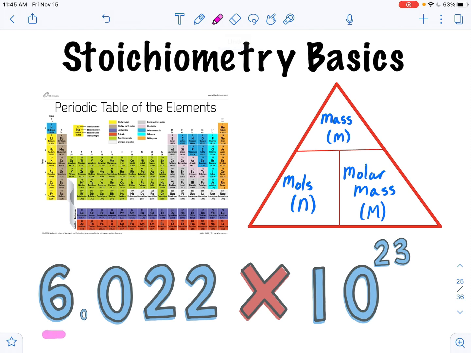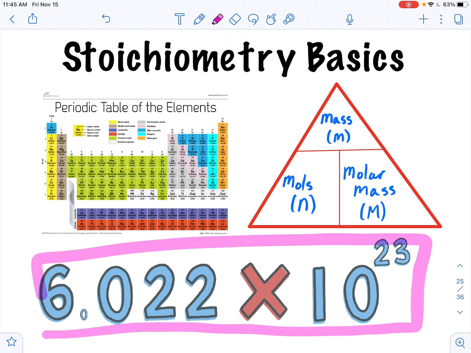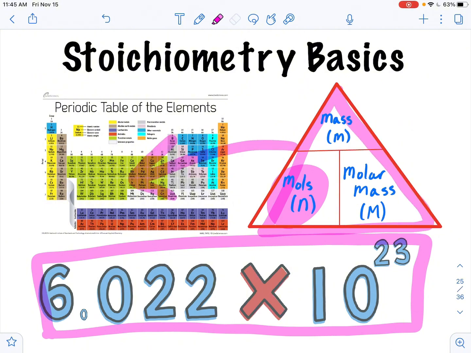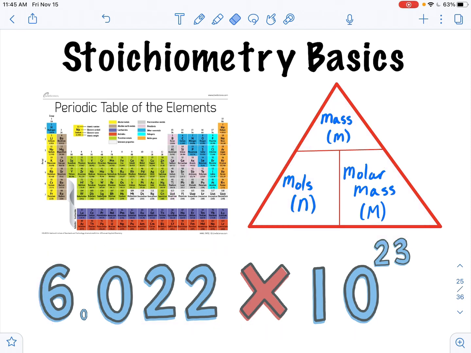We're going to figure out what this massive number is. We're going to figure out what a mole is. We're going to figure out how to use this big triangle thing, and with the help of a periodic table, how to do every single question that your teacher can throw at you.